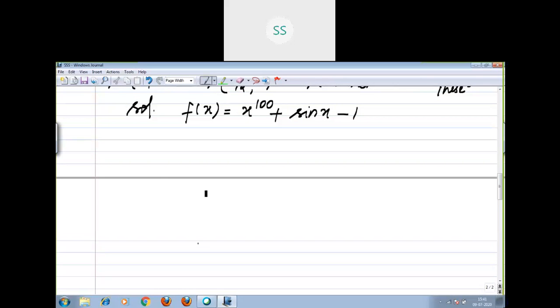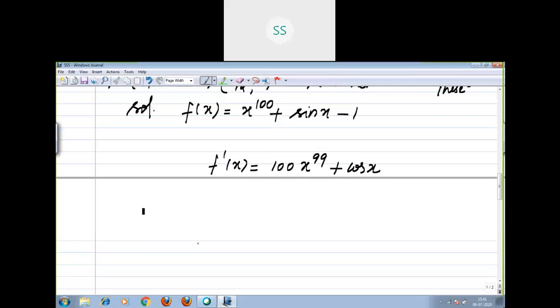F dash of x, next step. F dash of x equals the derivative of x power n, so 100 into x power 99 plus sin x. When you differentiate sin x, you will get cos x, minus 1. When you differentiate the constant, you will arrive at 0, right? The constant becomes 0.